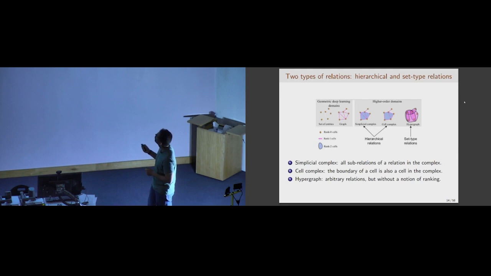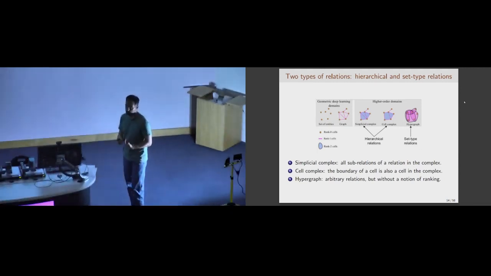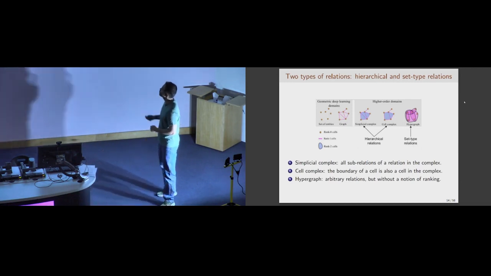On the other hand, if you think of this triangle, this basically connects three nodes. So in this case, we said that this is a rank 2 cell, which means that this blue face, this triangle, has higher rank than any of the edges, for example, in its boundary. So that's what we mean by hierarchical relations here, that we basically rank the relations through the rank.